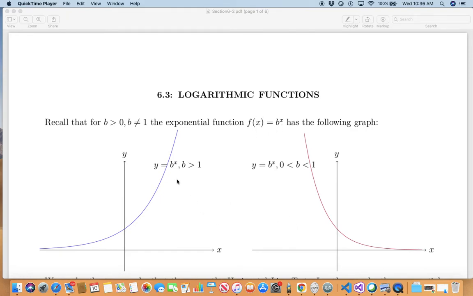When base b is greater than 1, it's an increasing function, okay? Y-intercept is (0, 1). When base b is less than 1 but greater than 0, so remember our base is greater than 0, not equal to 1. So when base b is between 0 and 1, the exponential function is a decreasing function with y-intercept (0, 1).